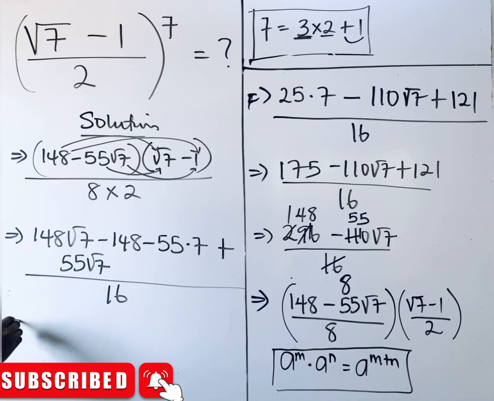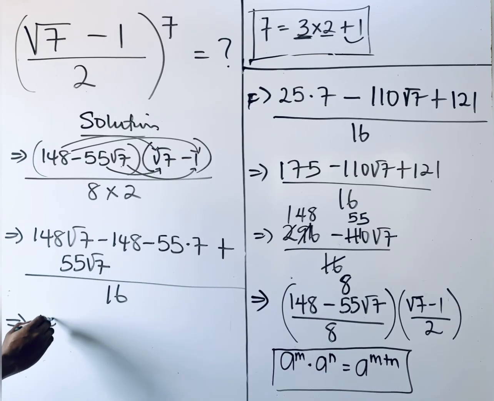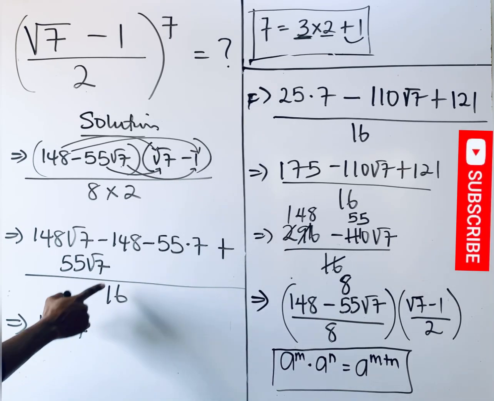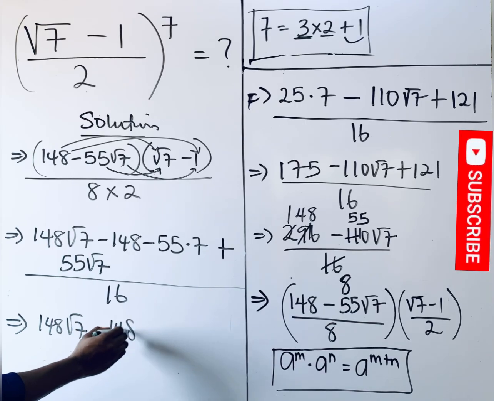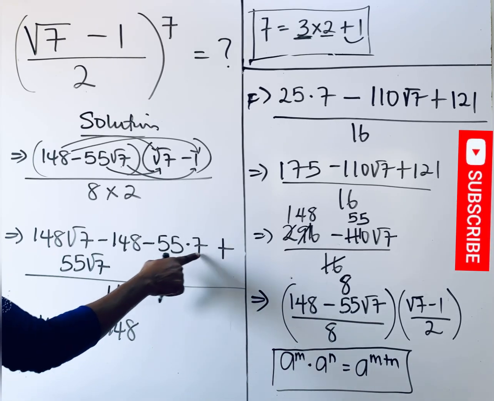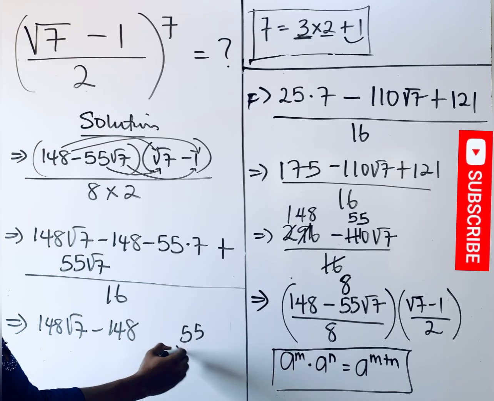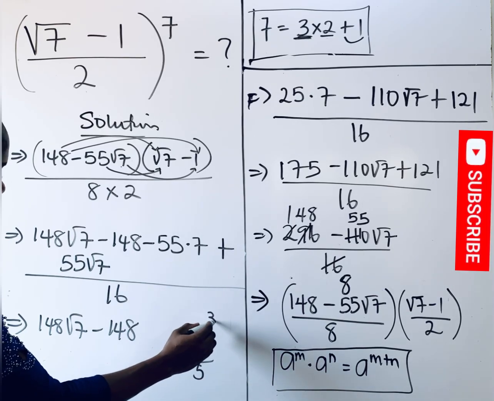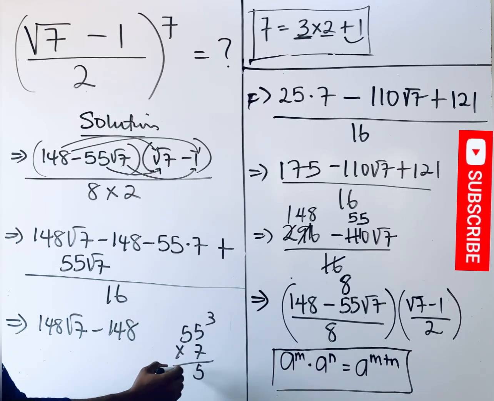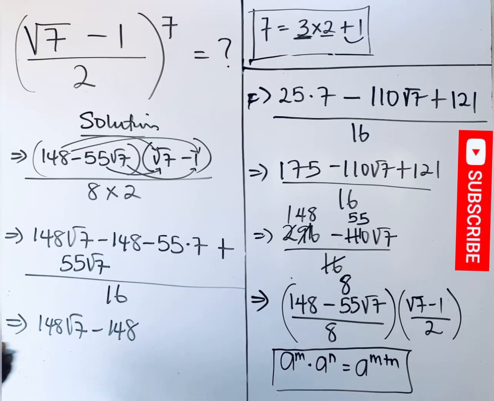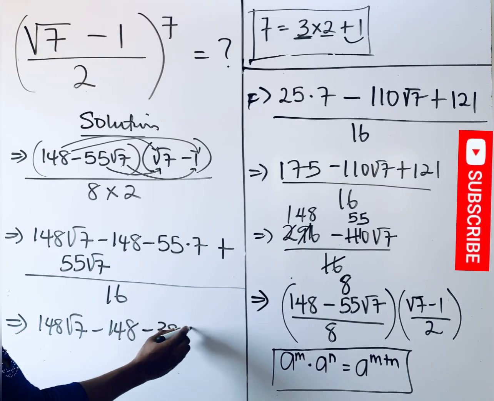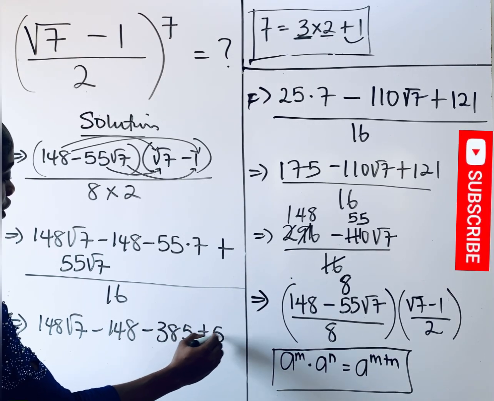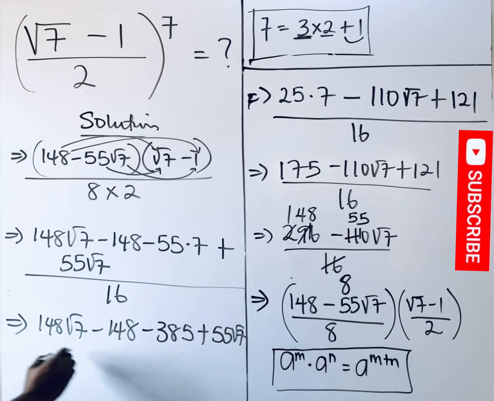So you keep simplifying to now have 148 root 7, okay, minus 148. Multiply this, it is going to give us 55 multiplied by 7. This will give us 35, write 5, take 3. 35 plus this will give us 38, okay? So we're going to have 385. So we have minus 385 plus 55 root 7. All are divided by 16.